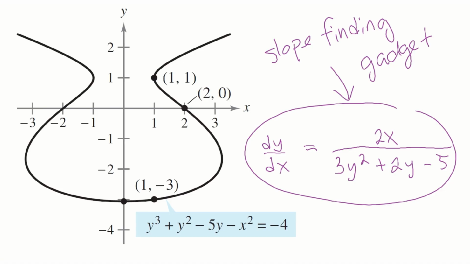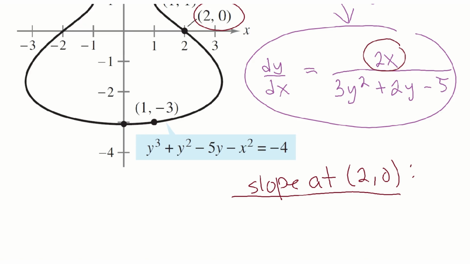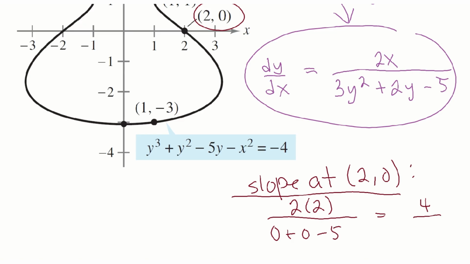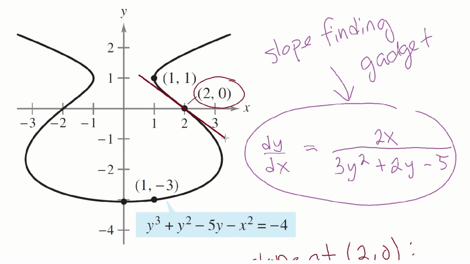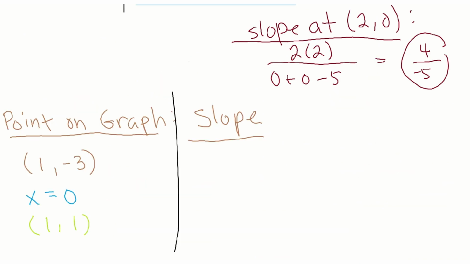So let's try that. Find the slopes of the tangent lines at each of the following points on the graph. To do this, we can just plug the x's and y's into our new derivative formula. So at point 2, 0, the top 2x becomes 2 times 2, which is 4. And the bottom becomes 0 plus 0 minus 5, which is negative 5. The slope at point 2, 0 is negative 4/5. Now, does that look right? It does. Now pause the video and try the others, and check that your answers make sense with the graph.